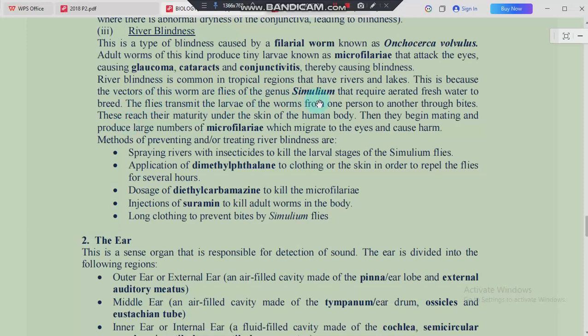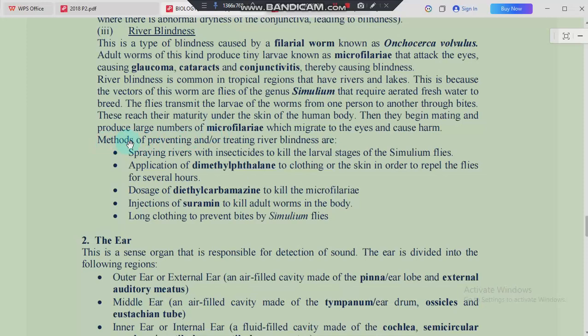I now feel the need to make a video on the classification of plants and the animal kingdom. The Simulium genus is the one that requires alkaline fresh water to breed. The flies transmit larvae of the worms from one person to another through bites. Right now, this is quite powerful knowledge, but perhaps for now it's not so necessary.